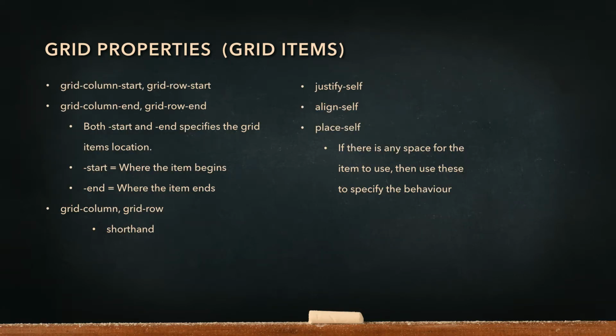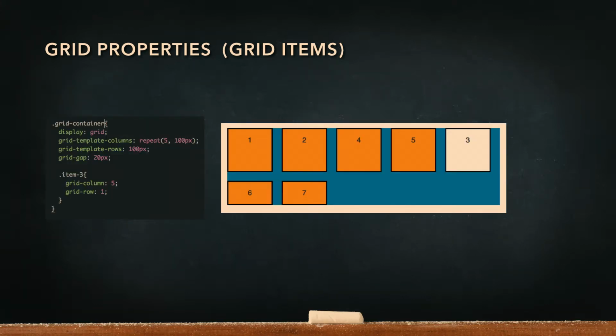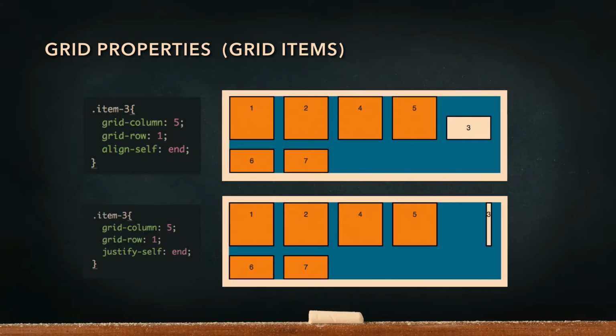And then, as I mentioned earlier, justify and align, you can use that to position the element within itself. So let's say you didn't specify in the container that you want everything to be centered, if it's possible, you could do that on the individual items themselves. So what I have here is an example where, again, similar, I place that item in the 5th column and the 1st row. And I say, okay, based on the amount of space, I want to align it to the bottom. So I say, align self, being the 3rd item, at the end.